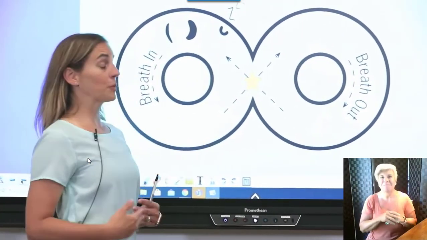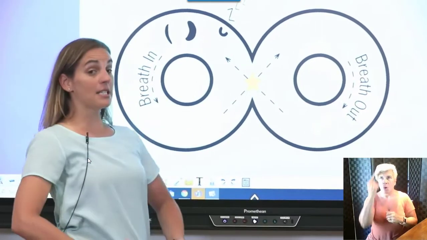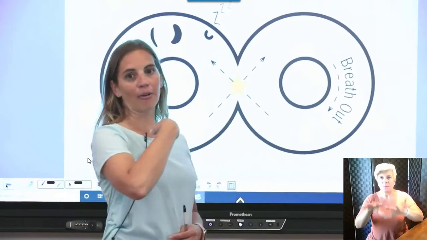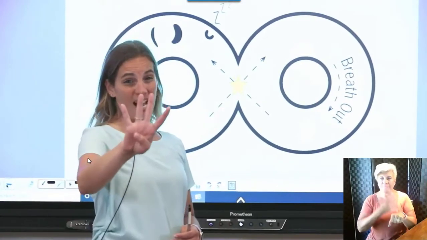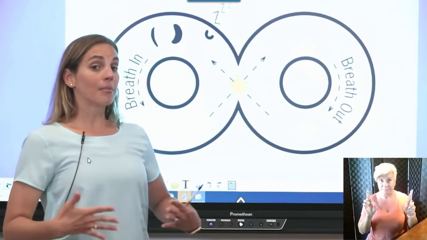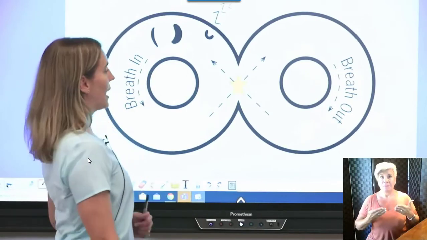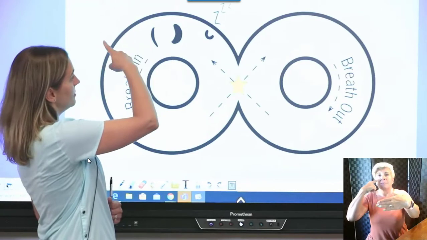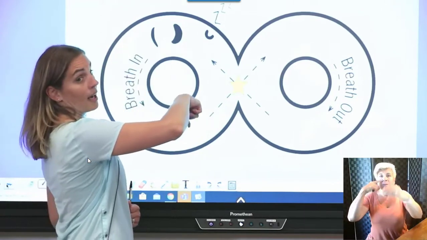Here's how this works. We're just going to go around his head. We're going to take a deep breath in. And then we're going to go around his feet and let it out. And we're going to do that 4 times. Are you ready? Sit up nice and tall or stretch out nice and flat. Here we go. Big deep breath in. And let it out.